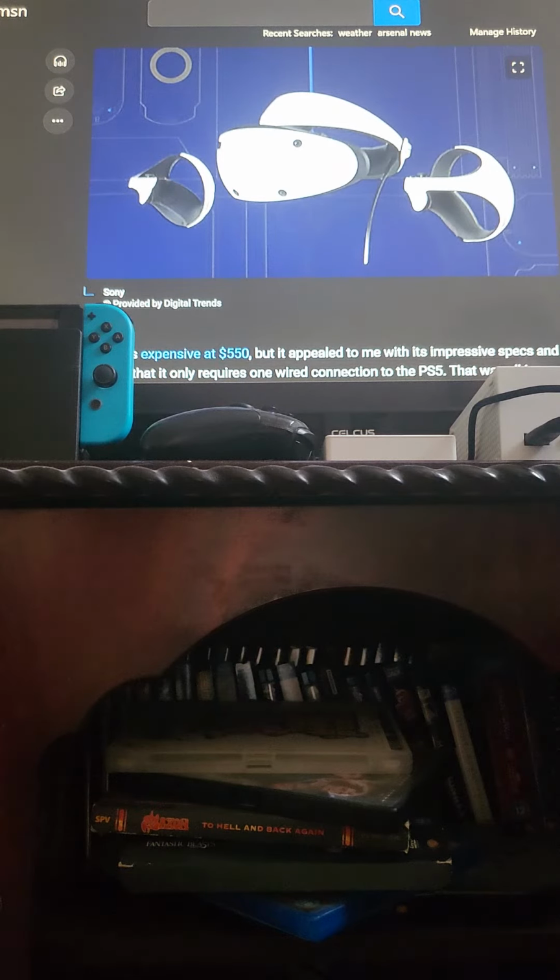First off is the price. The number one reason is the price. $550 or thereabouts. You might as well get an Oculus Quest 2, guys.